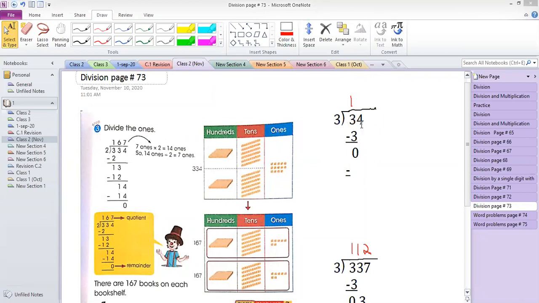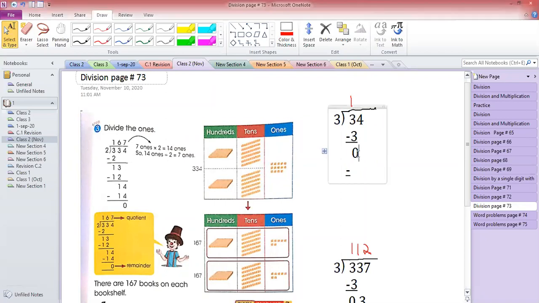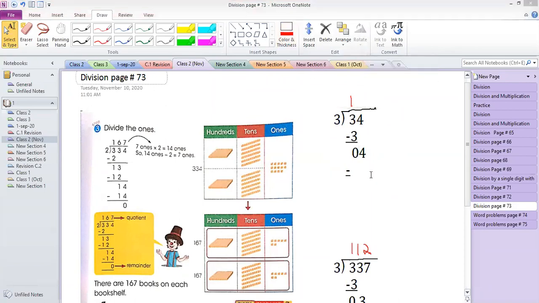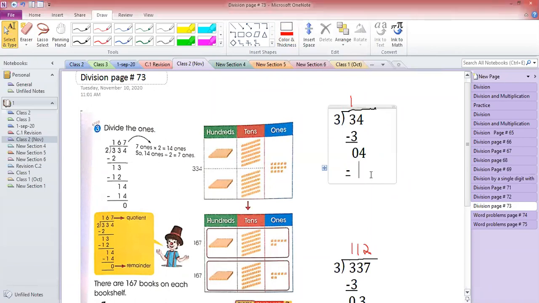You will write this 4 down now, okay? This 3 you are done, you will write this 4 down. Now check, in 4 how many 3s are there? Or 3 multiplied by what number will give you 4? 2. No, 3 multiplied by 2 will give you 6.